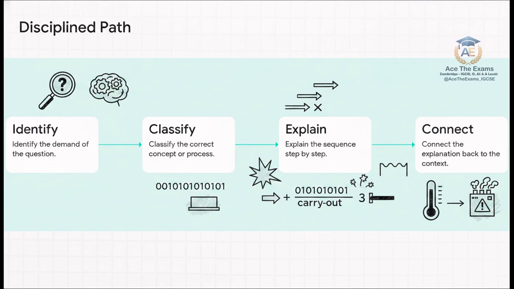Step 4. Connect back to the context. This step is the magic bullet that prevents you from writing random facts like Alex. If the question asks about an industrial temperature sensor, your final link in your PL paragraph must explain how the overflow causes the temperature sensor to report wildly inaccurate data, potentially causing a machine overheating issue. This logically ordered, context-driven sequence is exactly what turns a C-grade answer into an A-star answer.